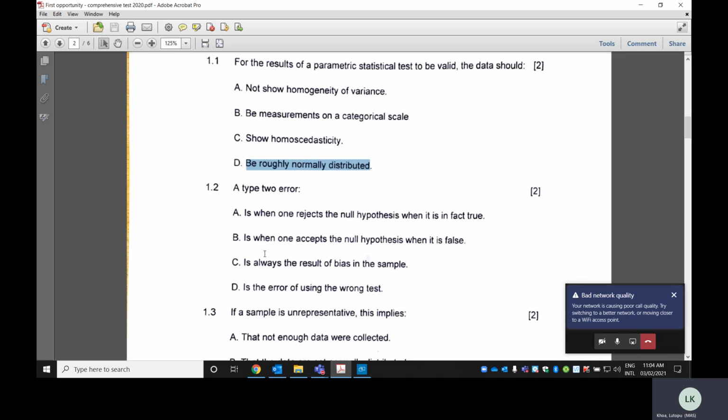Okay, so a type 1 error occurs when you reject a null hypothesis that is true, and a type 2 error occurs when you fail to reject a null hypothesis that is false. So that means you're accepting a null hypothesis that is false. So our answer to 1.2 is B.